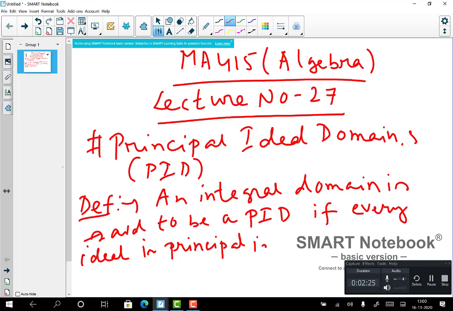So what does that mean? That means every ideal is generated by a single element, right? This is the meaning of principal ideal. So principal ideal domains have this beautiful property. Whatever ideal you choose, no matter how many elements you choose to generate it, there will always be a single element that generates the full ideal.